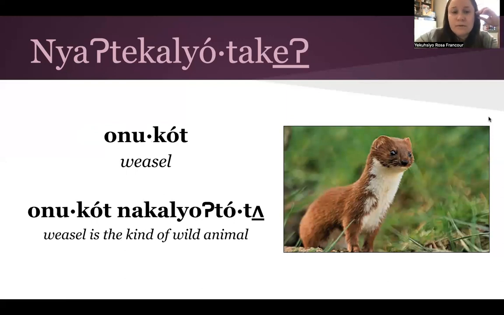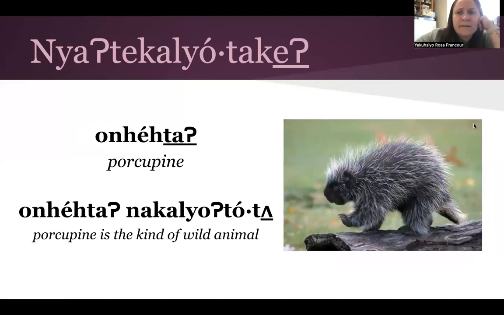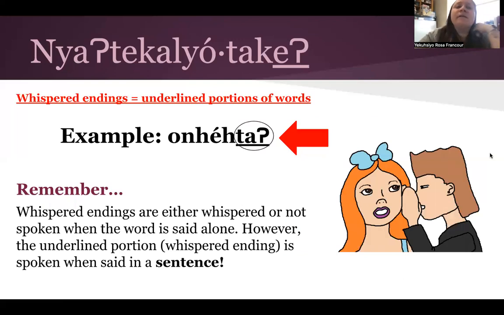Onungot. Onungot is a weasel. Onungot ngaliot dod. And I think this is our last one here. Onhet. The full word is onheta. That's a porcupine. I believe the meaning of the word has to do with the pines, the needles of the body, because I believe porcupine is one of the same words for a pine tree. It has to do with the pines because that's what that animal looks like. But yeah, onheta is the full word. So try onheta. And now try the word with a whispered ending, onhet. The word in a sentence: onheta ngaliot dod. Onheta ngaliot dod.